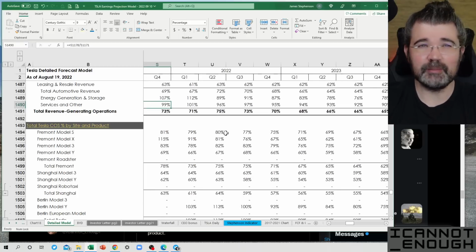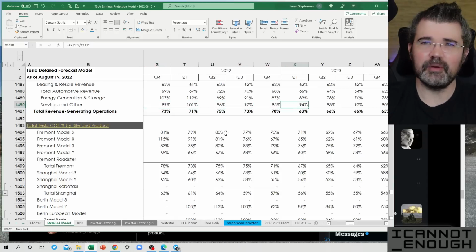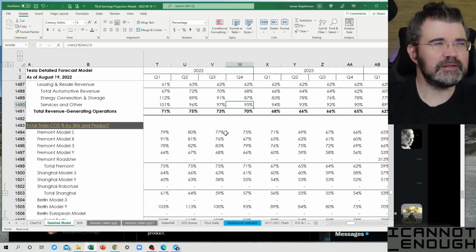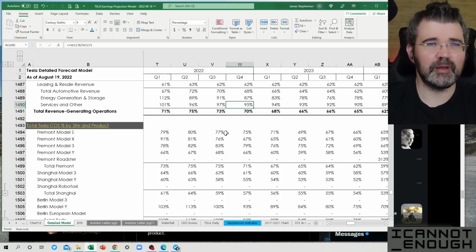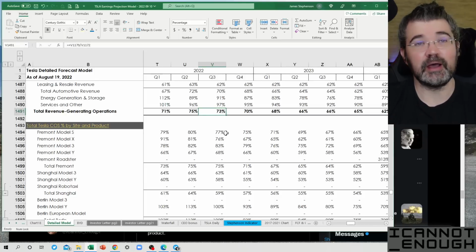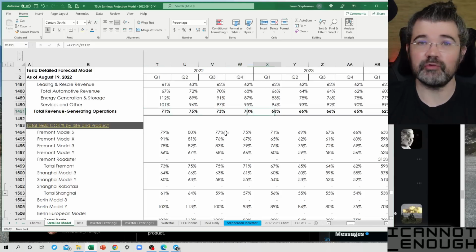Sometimes it makes a tiny amount of money, sometimes it loses a tiny amount of money. Not the most important division of Tesla. Never going to make a ton of money for Tesla, but hopefully makes a little as time goes by. Which leaves us with the total for the revenue generating operations, cost of sales.